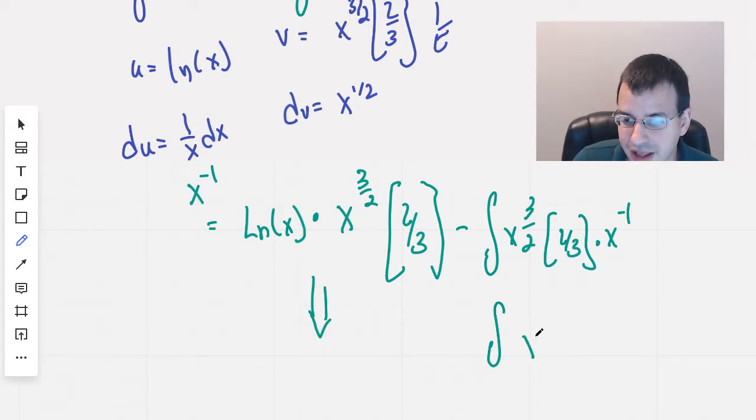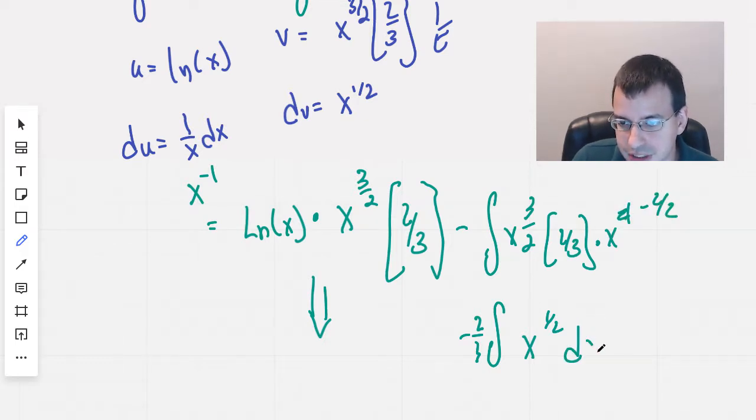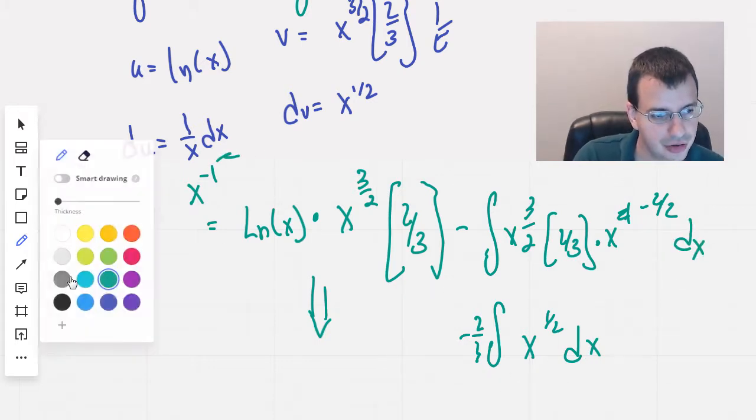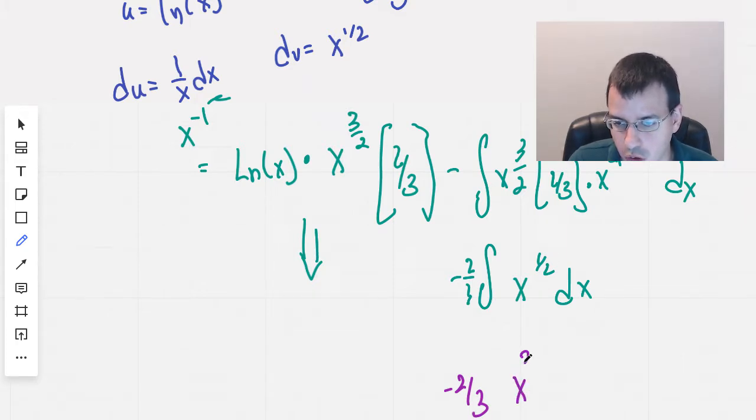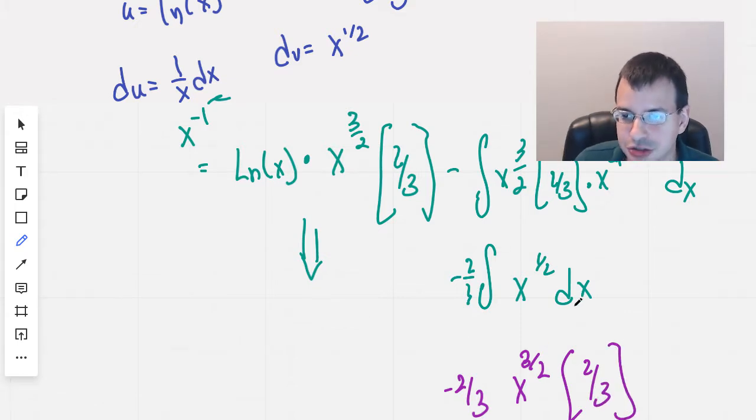So we have -2/3 x to the 1/2, because the -1 is the same as -2/2, dx, which I forgot was over here. Should have put it over here. And then let's see if I can solve this. So then we would have -2/3 stays there. X goes to 3/2 multiplied by 2/3. So we get an extra 2/3 we picked up. That's pretty common with integration by parts problems, where you'll pick up a term twice.